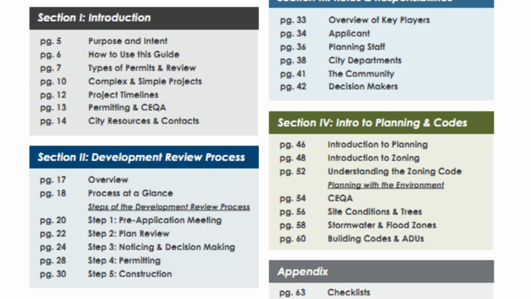Keep an eye out for the following icons to direct your attention to key aspects of the process. Helpful guides within the handbook. This icon highlights key terms on specific topics within the development review process. Sometimes an environmental review, known as California Environmental Quality Act, is required for a project. This icon indicates when to consider California Environmental Quality Act in your application.